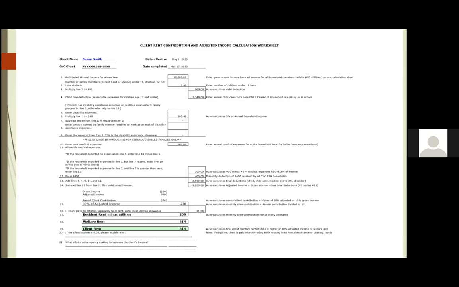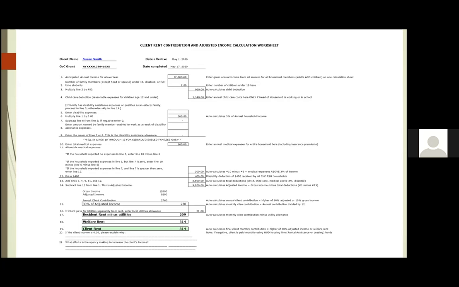30% of the 9,200 divided by 12, the monthly amount, is 230. This household has, in this example, a utility allowance of $21, and so the resident rent that would be owed by this household is $209, auto-calculated by the sheet.